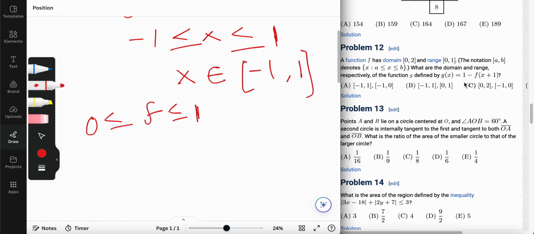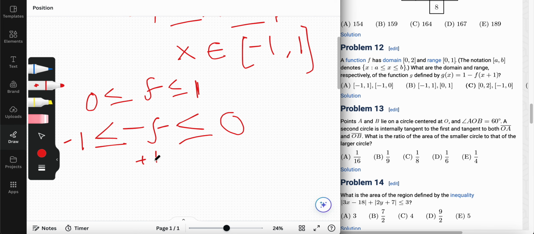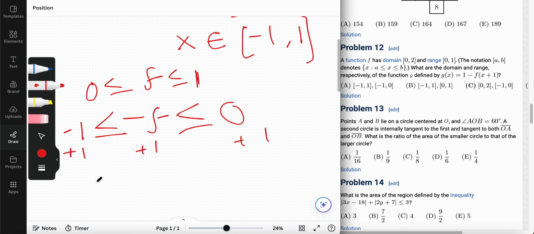Okay, and then 1. Okay, so first we have to do negative f, right? Negative f is less than or equal to... so between 0 and negative 1, right? Negative 1 and 0, because I just multiply by negative 1. And then I can just add 1 to all the sides, because I'm trying to get 1 minus f, and I get 0, 1 minus f, 1.